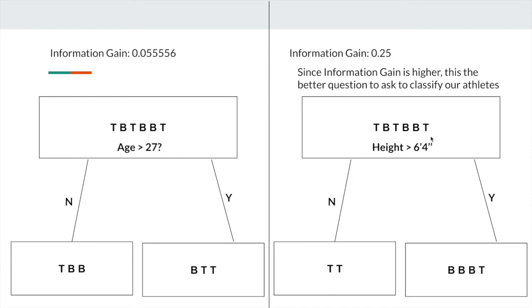And so since the information gain was higher for this question here that we ask, whether or not the height is greater than 6'4", this is a better question to ask for the purposes of differentiating whether or not a certain athlete is a basketball player or a tennis player, right? And so, we kind of knew that already just by looking at it, but hopefully it should make sense that this is a mathematical way to carry out the same process and determine which question is better.